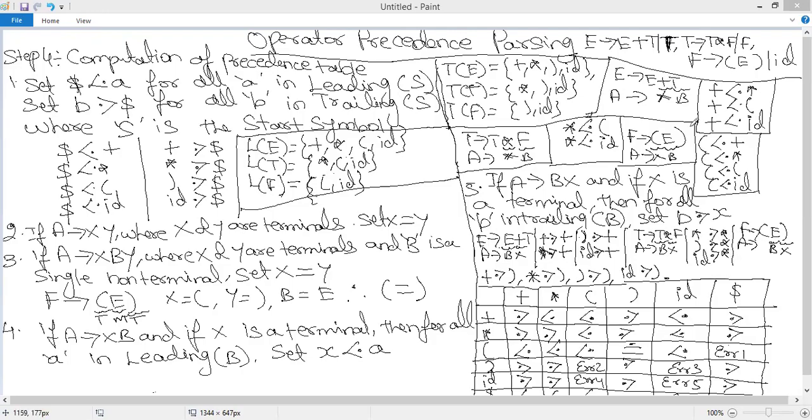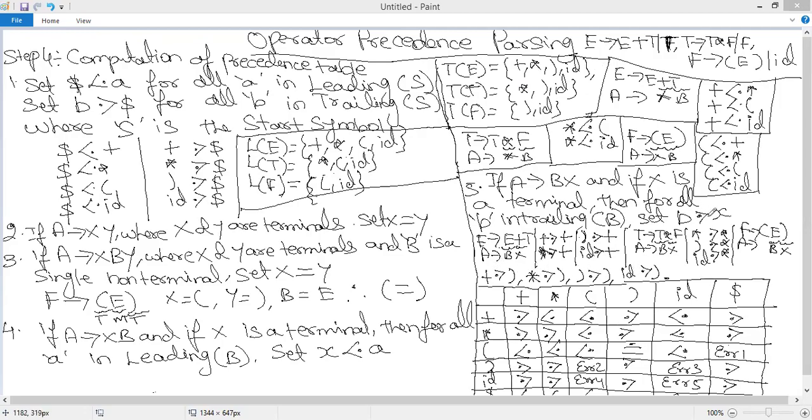And what is another production rule? F tends to open parenthesis E close parenthesis. Here again it can be mentioned as A tends to BX, where the non-terminal E will be mentioned as B, and the terminal close parenthesis will be mentioned as X. Now we have to identify trailing of B, that is trailing of E. What is trailing of E? Trailing of E is plus, star, close parenthesis, ID.